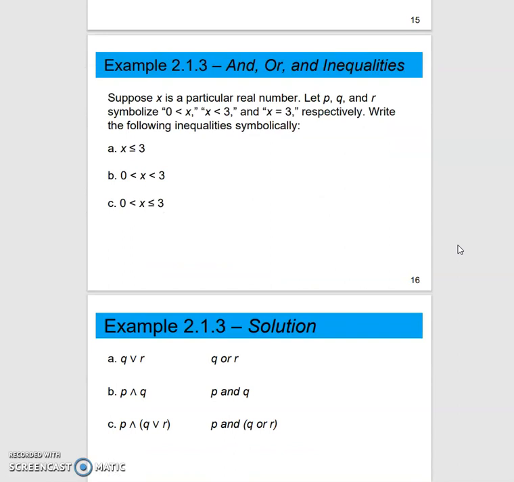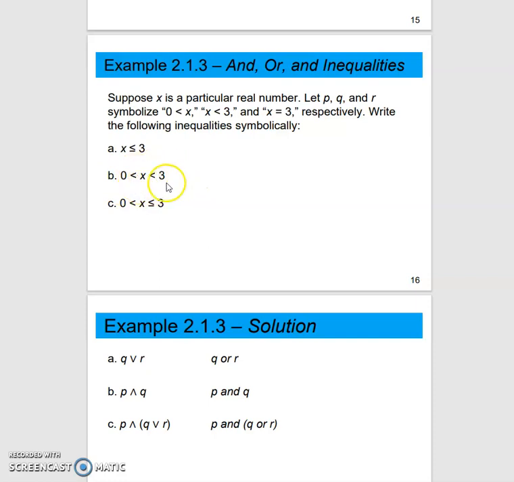All right, let's try some with mathematics. If we have x less than or equal to 3, and again here we're going to have P is 0 is less than x, Q for x is less than 3, and R for x is equal to 3. So here for A, I'm going to have Q or R, and again the or is that little down caret, the V, because we'd have x less than 3 or x is equal to 3.